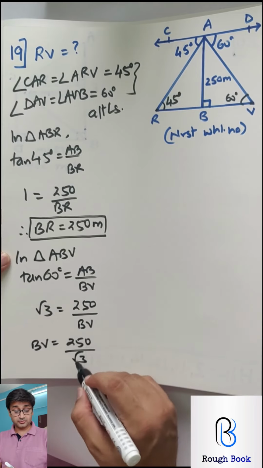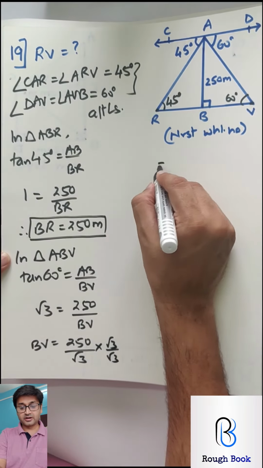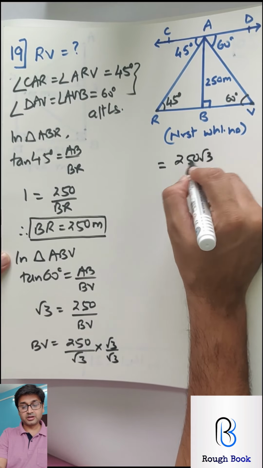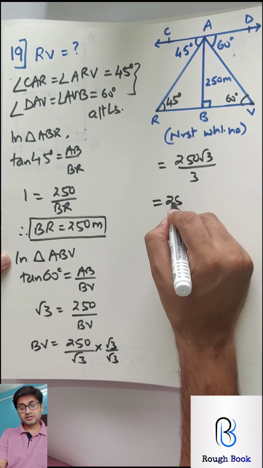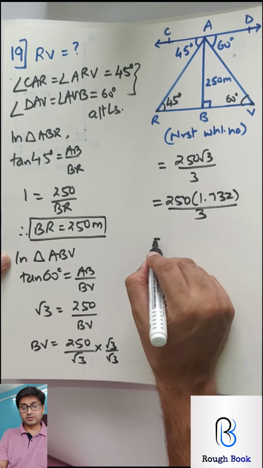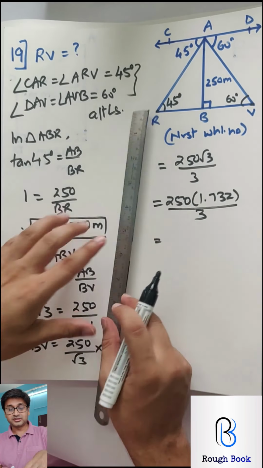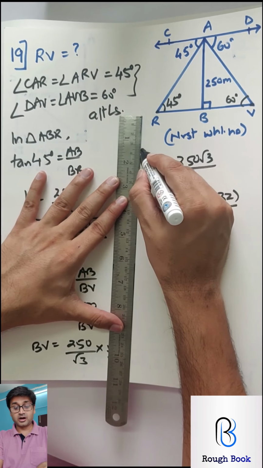A lot of calculation because you can't cancel. So first rationalize. So I will get over here 250 root 3 upon 3. That is 250 into 1.732 upon 3. So first multiply and then divide also. So see, here it was simple. Here you have to work hard now.